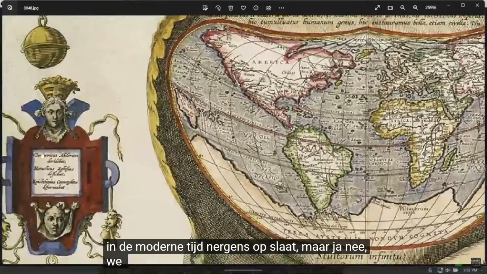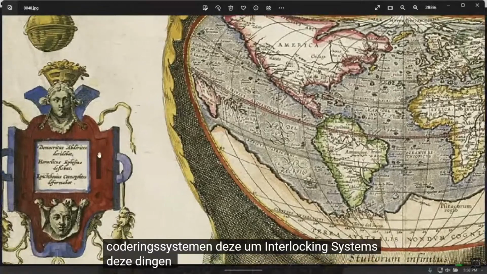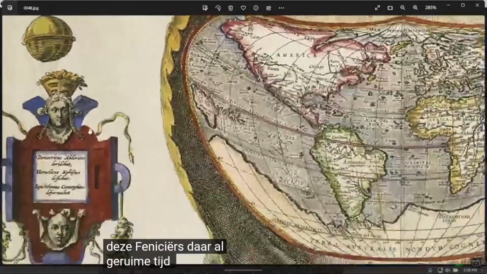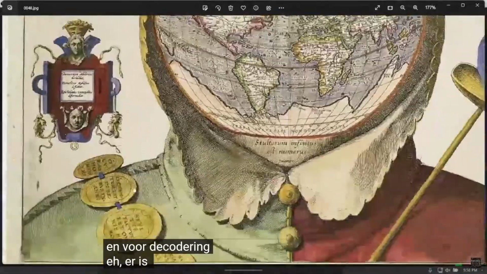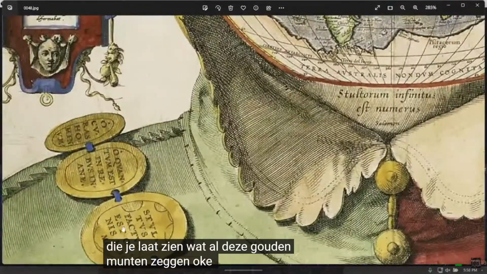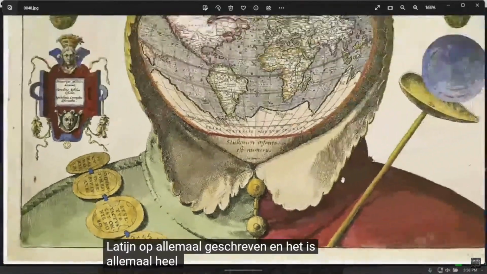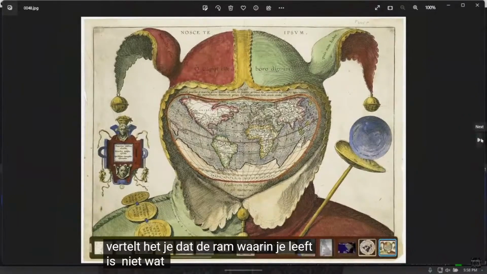But yeah, no, we've been following these coding systems, these interlocking systems, these things you can see here with these Phoenicians on there for quite some time, and they are detailed codes for decoding. There's a bigger image you can find that shows you what all of these gold coins say. Okay, and there is stuff in Latin written on all of them, and it's all very cluey indeed. But essentially, it tells you that the realm you're living in is not what you think. No shit.